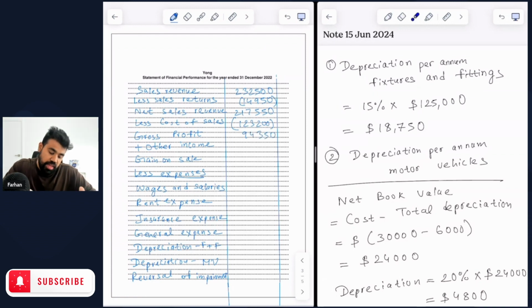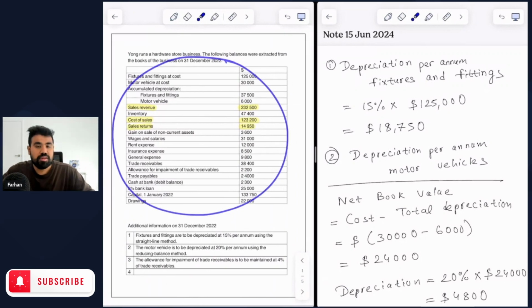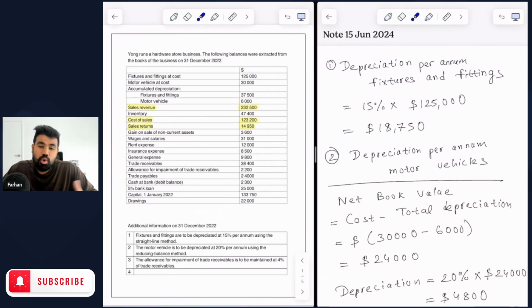Then we're adding any other income. So you have to look for any other income that we have been given within these balances. Now, what type of other incomes can we generally get in exams? We can get the gain on sale of non-current assets, and you could also look for discount received, which is also an income. What does discount received refer to? Discount received refers to the amount that you received as a discount from the suppliers when you wanted to pay the bills that you owe to your supplier.